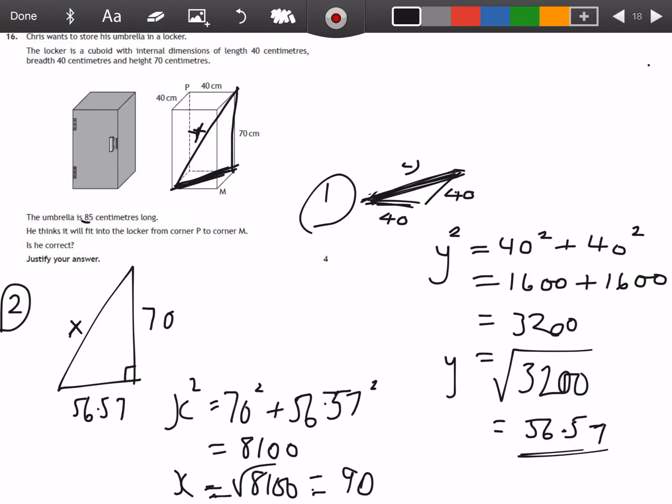So that means that diagonal distance, the space diagonal it's called, going right through the middle of that cuboid, is 90. That's the maximum distance it can take. It says the umbrella's only 85, so can it fit? Yes, it can fit. It fits because 85 is less than 90. Basically anything less than 90 would be fine.